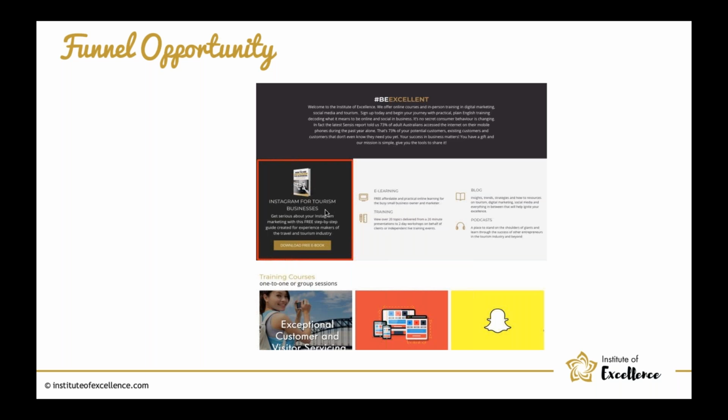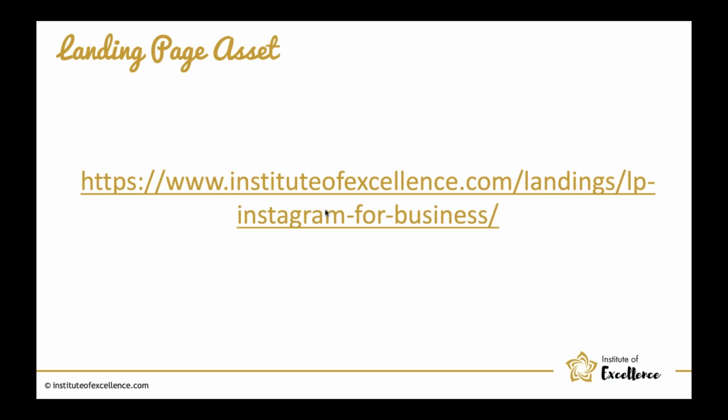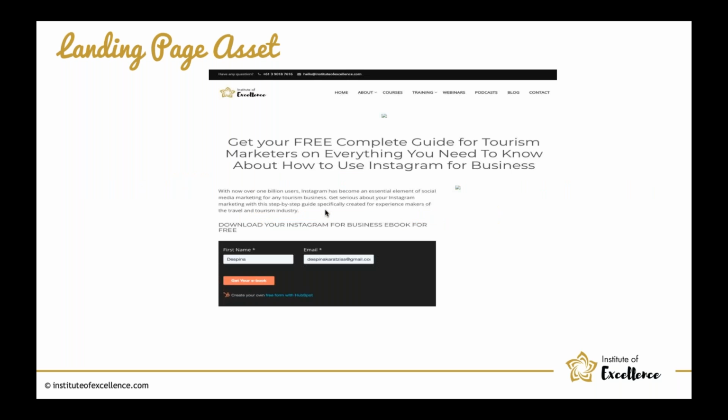And this is what's called a funnel opportunity. This is what's called a lead magnet. So a landing page asset is what you are creating here, and this is what I've created with my ebook. I have a URL, a landing page, Instagram for Business, and it goes onto a form where people can give me their name and email address, which will keep growing my business. I sprinkle that link onto my social media, and from time to time I run ads and promotions to it to keep building my email database.